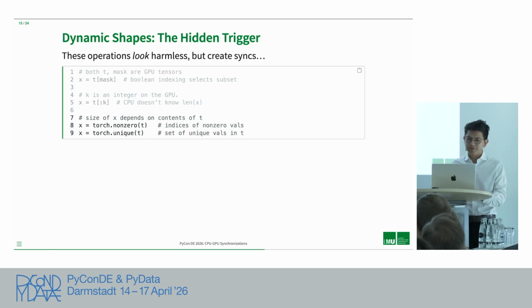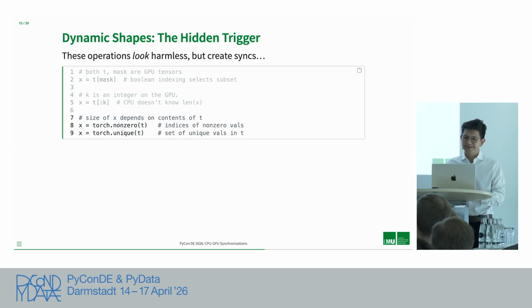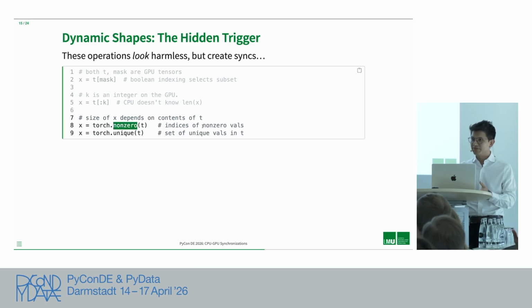And more Torch APIs have the same problem. So this is nonzero. What it does is it gives you the indices of nonzero values. And how many nonzero values are there in a tensor? Well, that depends on the data.